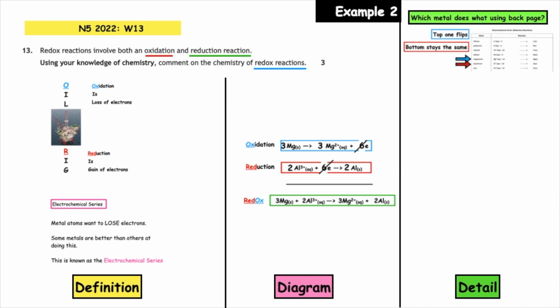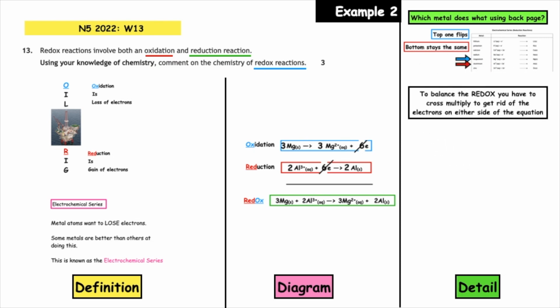You could let the marker know which metal does what using the back page, that the metal which is higher in the electrochemical series flips and the bottom one stays the same. To balance the redox, you have to cross multiply to get rid of the electrons on either side of the equation. And these chemical reactions happen at the exact same time.